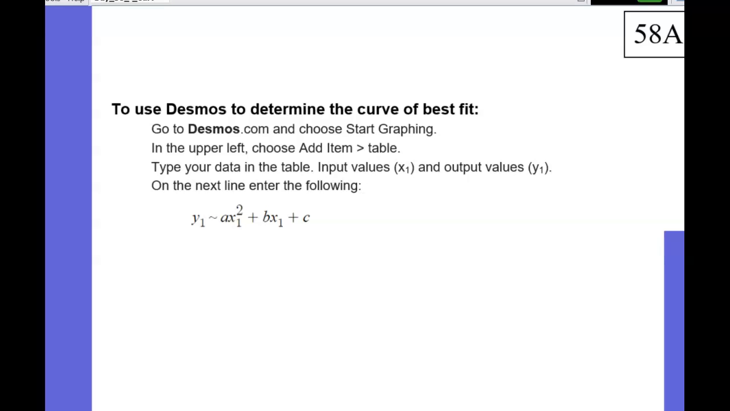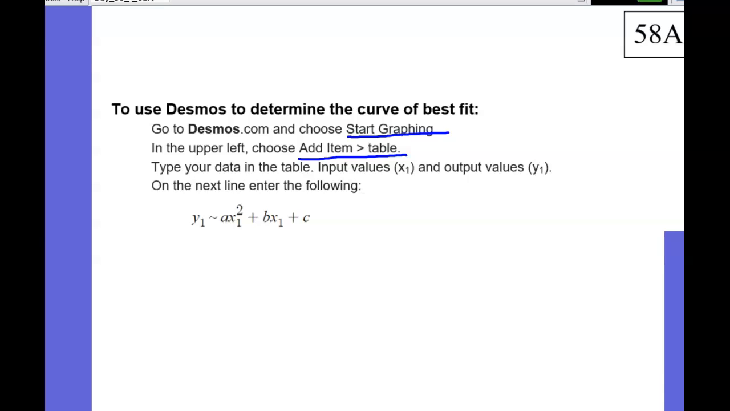So we're going to start: you go to Desmos.com and you choose start graphing. In the upper left you're going to add an item, which is going to be the table. You're going to type the data into the table and input the X and the Y values. You're going to note the X and the Y values to see what the column headers are. So we'll do this with an example.